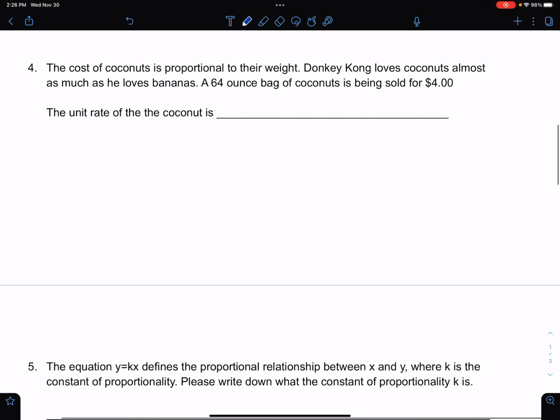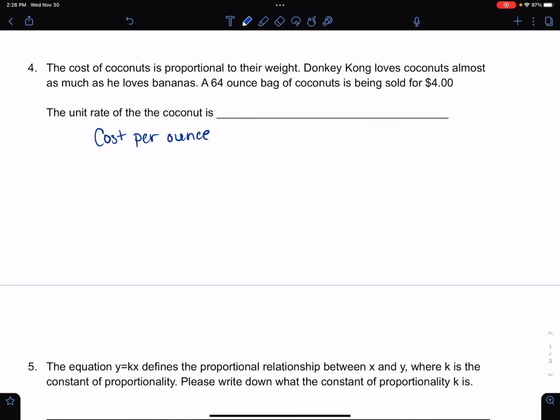Push pause and try to give this one a try. The cost of coconuts is proportional to their weight. Donkey Kong loves coconuts almost as much as he loves bananas. A 64-ounce bag of coconuts is being sold for $4. So, cost per ounce.